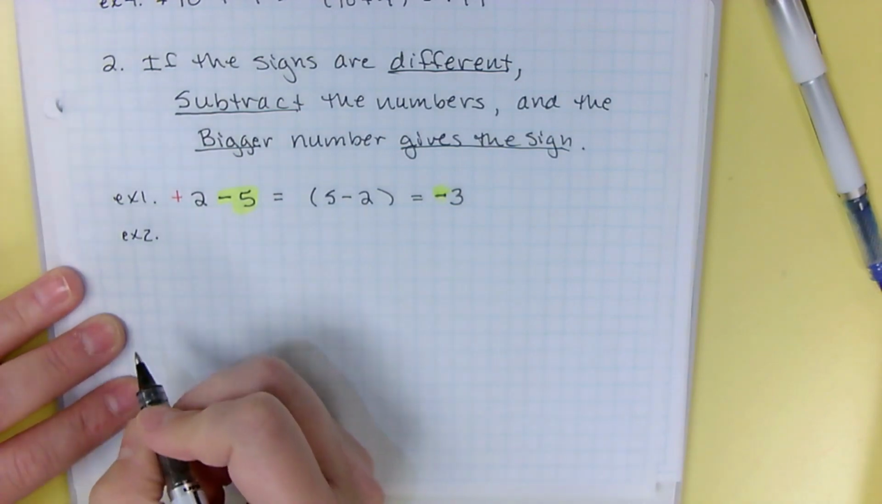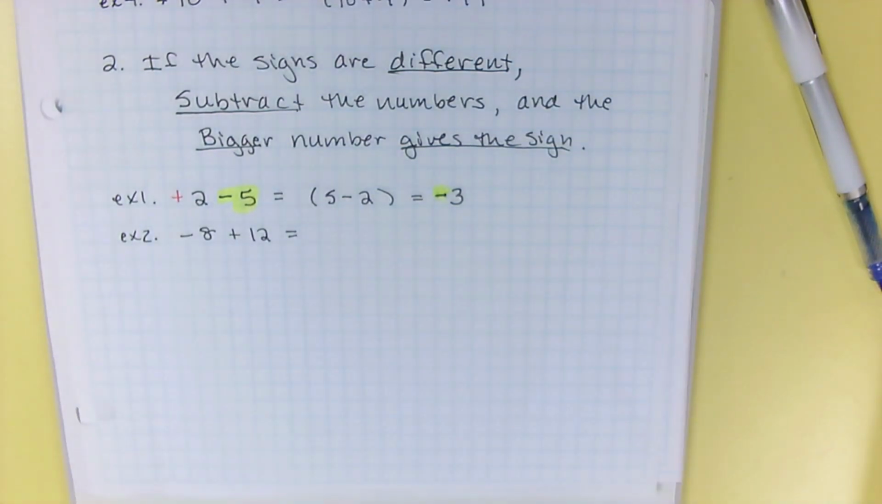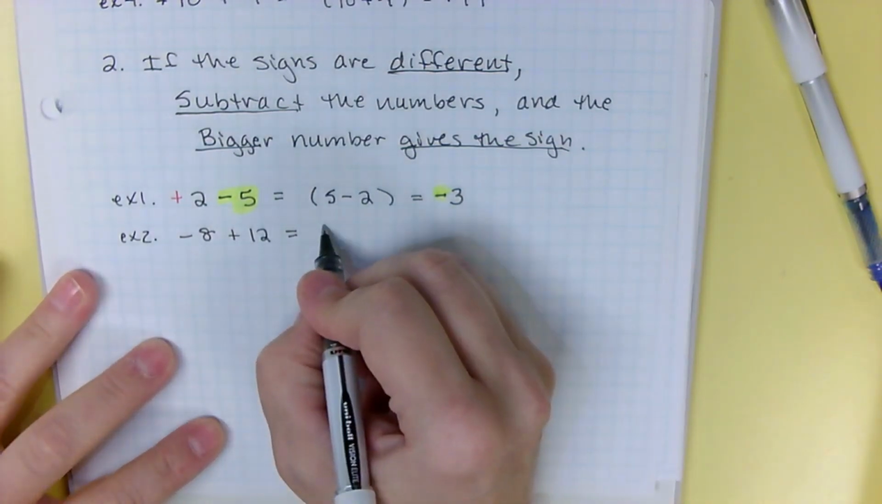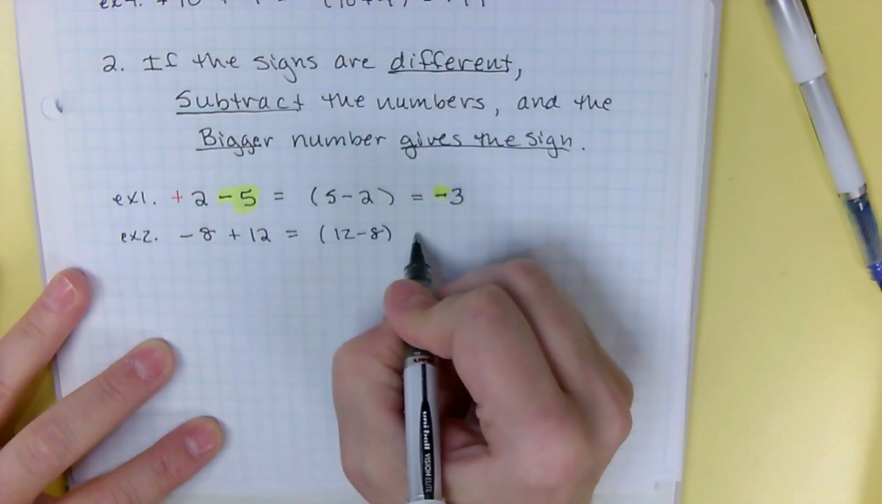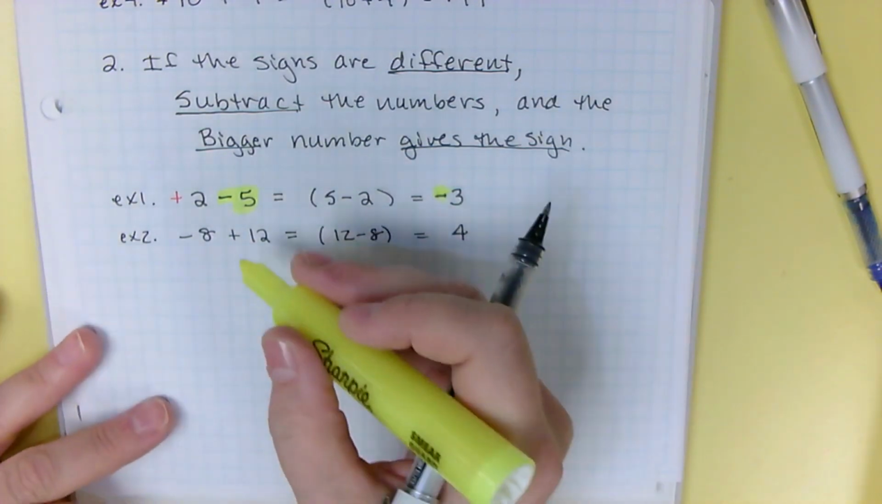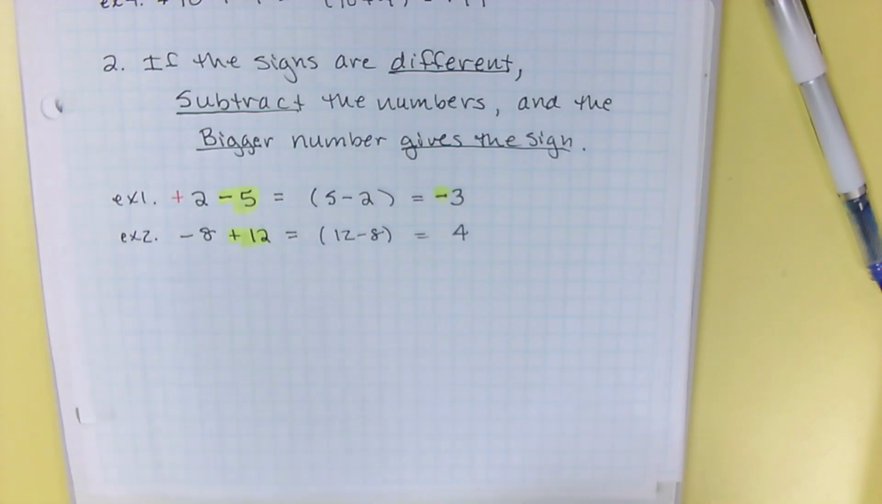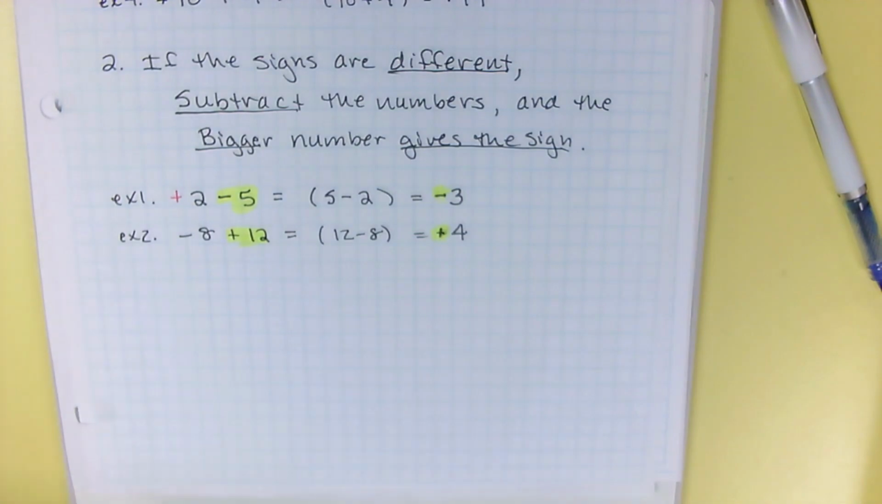Let's do another one. Negative 8 plus 12. So the signs are different. That means we subtract. In your head, 12 minus 8 is 4. That's in your head. Now the rule, the bigger number gives the sign. In this case, 12 is bigger than 8. The 12 is positive, so my answer is positive. The bigger number gives the sign.